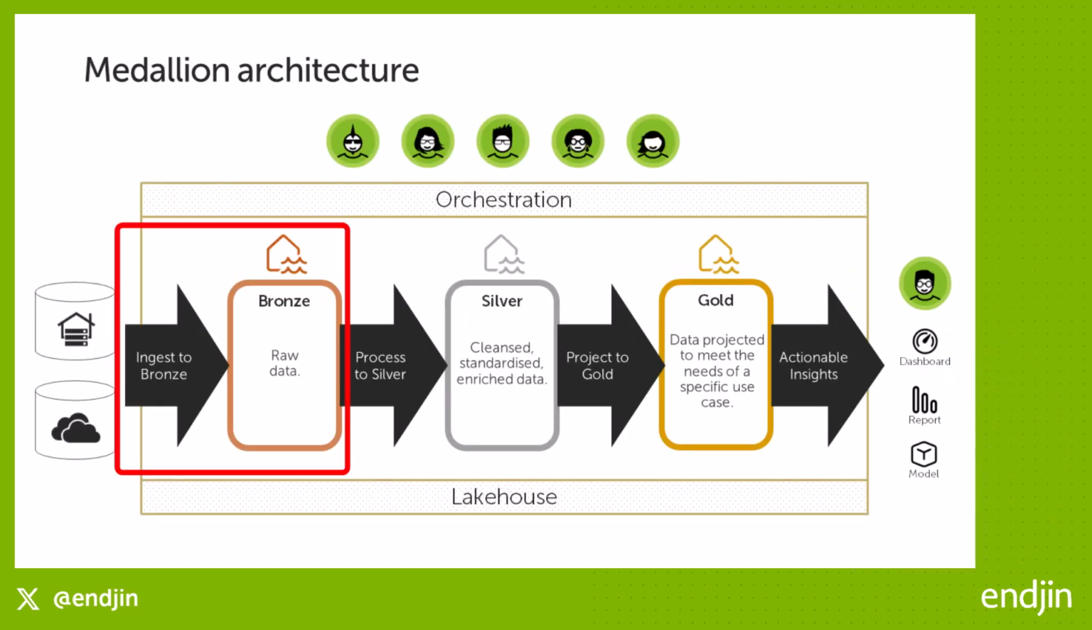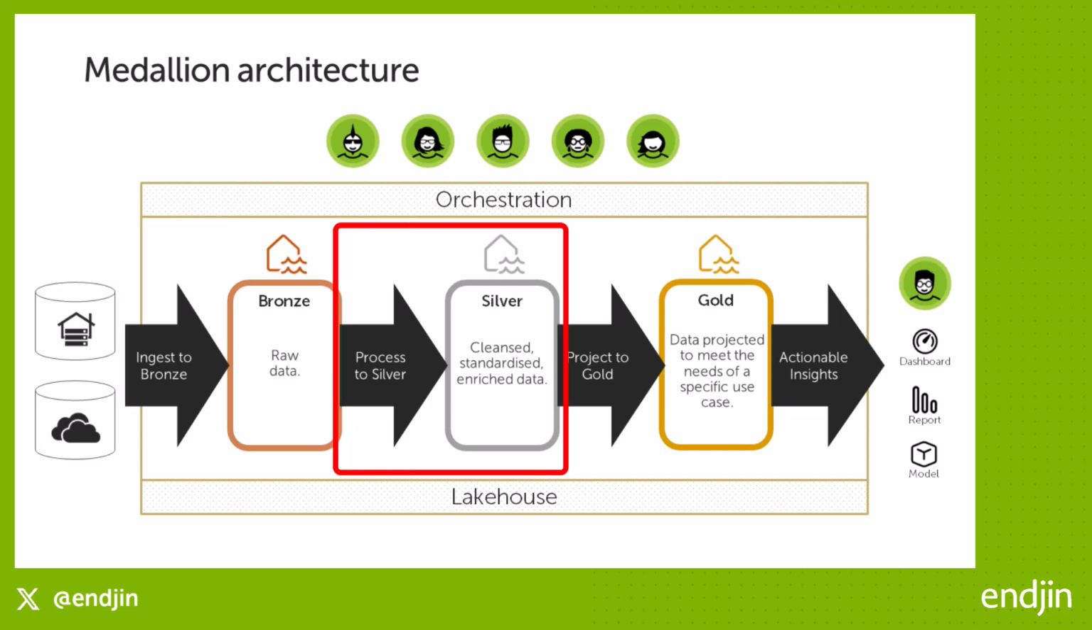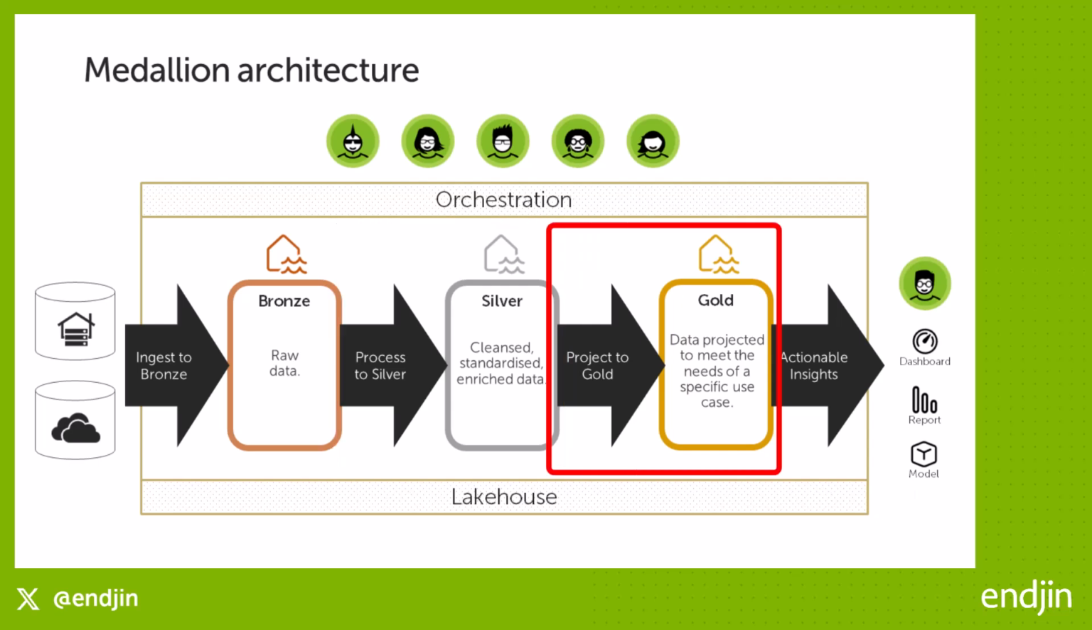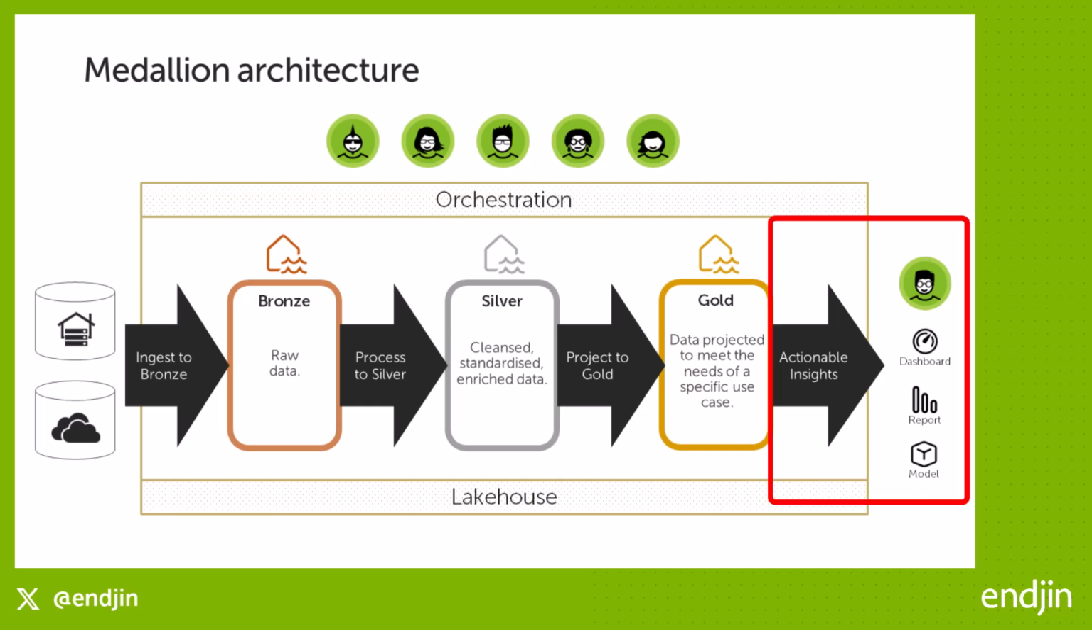Where, firstly, bronze is the area of the lake where we land the data in its raw form. Silver is then the area of the lake where we write data in a standardized format such as Delta Lake, having cleaned up and enriched the data through processes such as master data management. Gold, finally, is where we write the data in a specific shape and granularity to meet the needs of a specific use case. This enables us to deliver value from data by generating actionable insights.